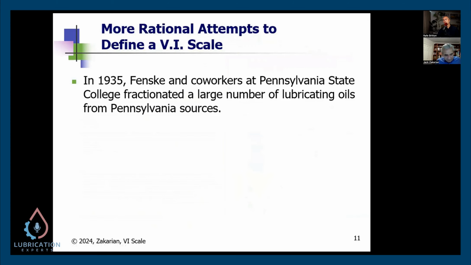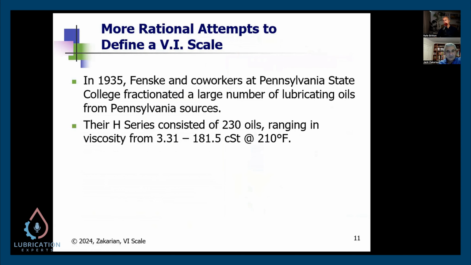So people early on recognized that maybe there's a better way to define VI. At Penn State College, Fenske and a number of coworkers, they had a great petroleum research lab there at Penn State. They decided to take a bunch of oils from Pennsylvania crude and distill them to try to define the new high VI reference series. So they actually had 230 different oils, and they covered a huge viscosity range, much better than Dean and Davis did, all the way from 3 centistokes to 180.